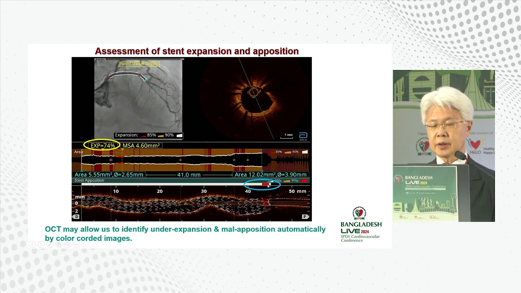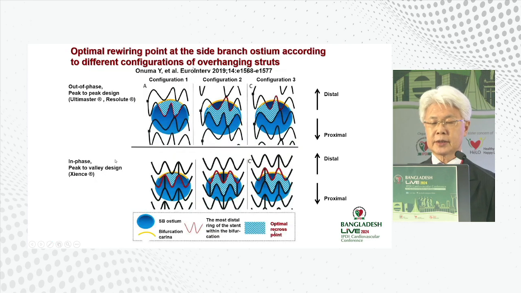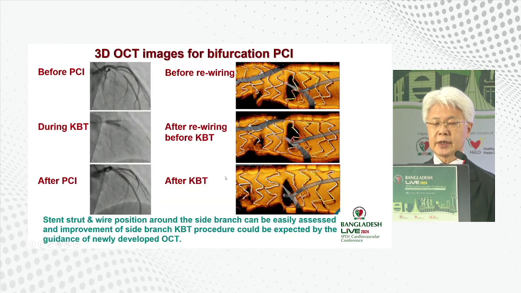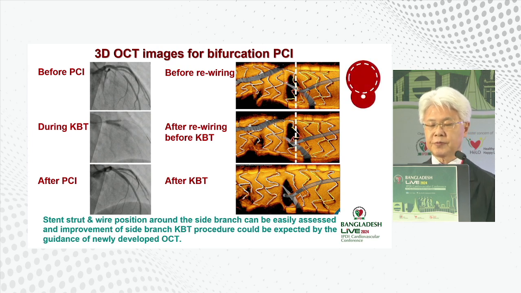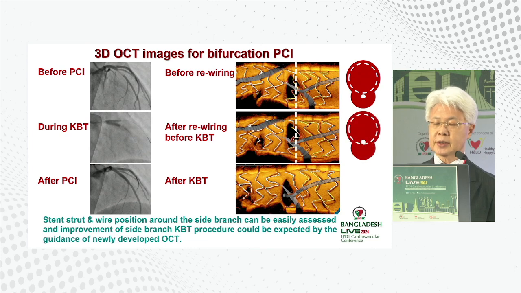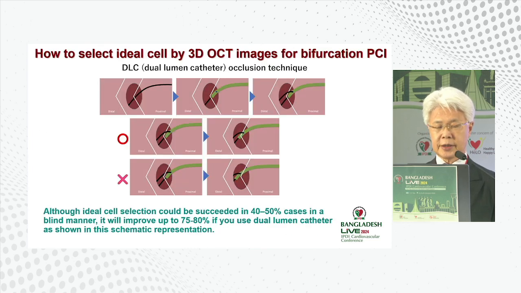And here the red color is the side branch position, and the white color demonstrates the apposition in the proximal site, and underexpansion can be identified a little bit, right? And there are some recommendations on how we have to select the side branch orifice, as shown in this slide. Yes, we can succeed to select the side branch in a blind manner nearly 40 to 50%, as shown in this slide. But sometimes it is difficult.